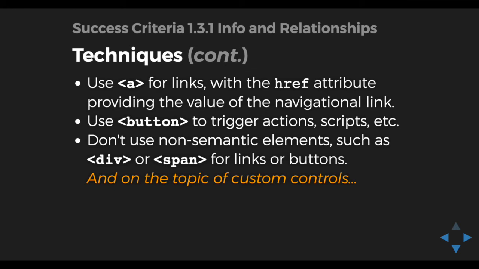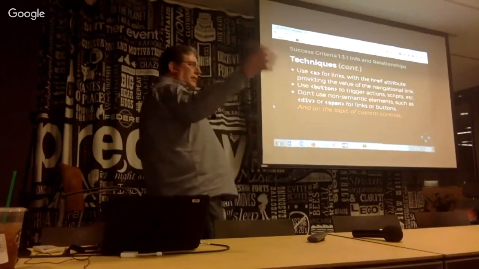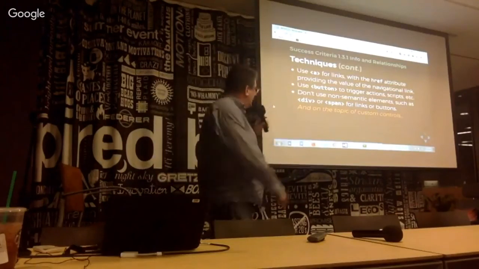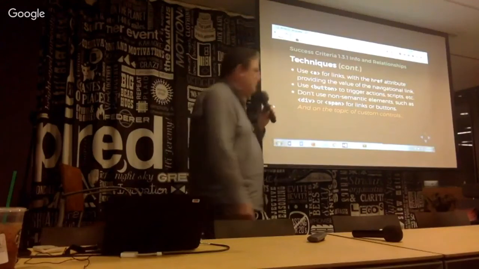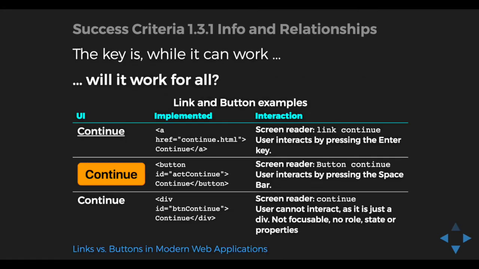Use button tags to trigger actions and scripts. Don't use non-semantic elements such as divs or spans for links or buttons. There's a plethora of articles out there about that. Just do a Google search on links versus buttons. And in fact, Marcy Sutton has an article on that that is quite good. However now, with this said, think about custom controls. We're actually using non-semantic markup to perform the same functionality as links and buttons.